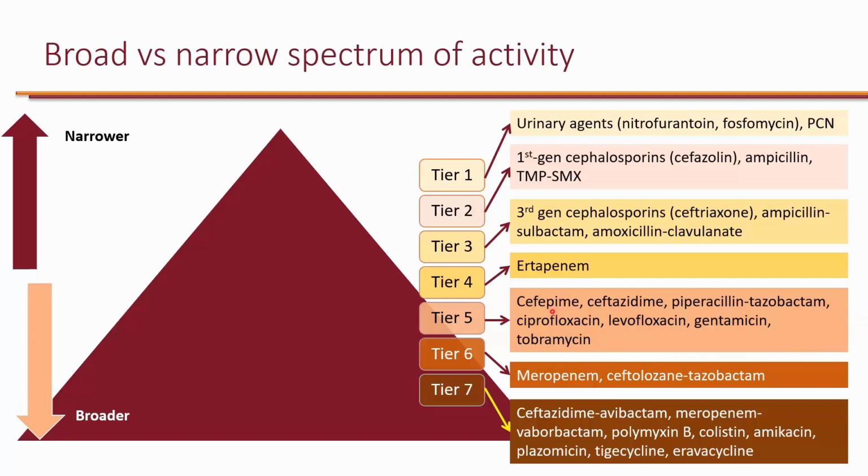So if you are not treating or if you are not suspecting Pseudomonas, you should not be using tier 5 and higher because the propensity for collateral damage and selecting for resistance is greatest from tier 5 and up. Now tier 6, which includes carbapenems such as meropenem as well as ceftolozane-tazobactam.